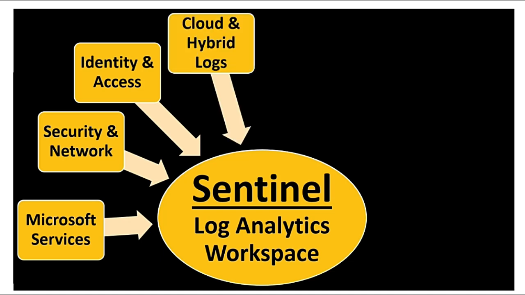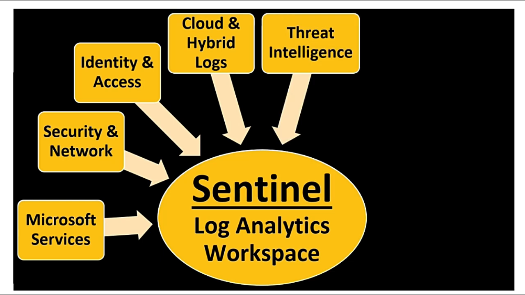Then there are cloud and hybrid logs. That is from AWS, Amazon Web Services logs, including, say, CloudTrail, VPC Flow Logs, GuardDuty, Security Hub. Then we have Google Cloud Platform logs, that is GCP logs, Cloud Audit Logs, Security Command Center logs. Then we have Kubernetes or container security logs, for example, AKS, that is Azure Kubernetes Service, Kubernetes Audit Logs, and Aqua Security.